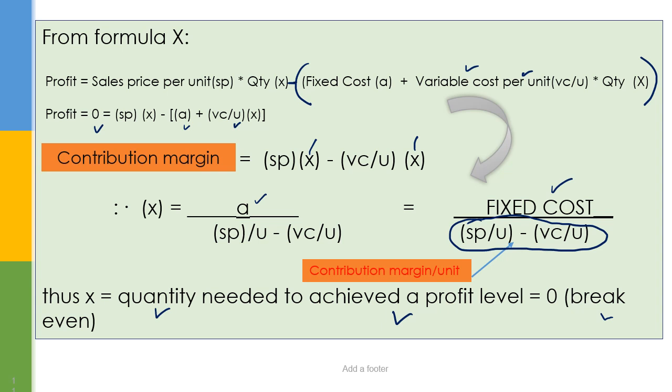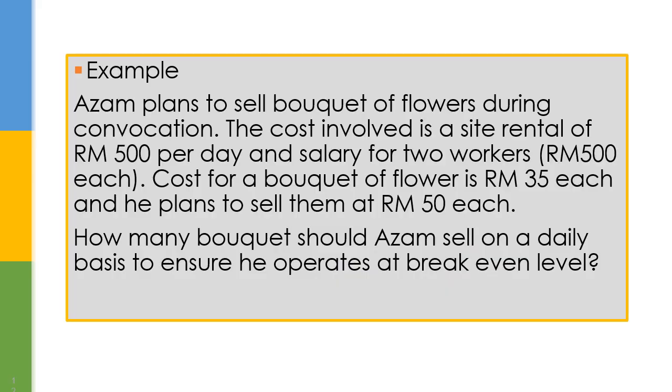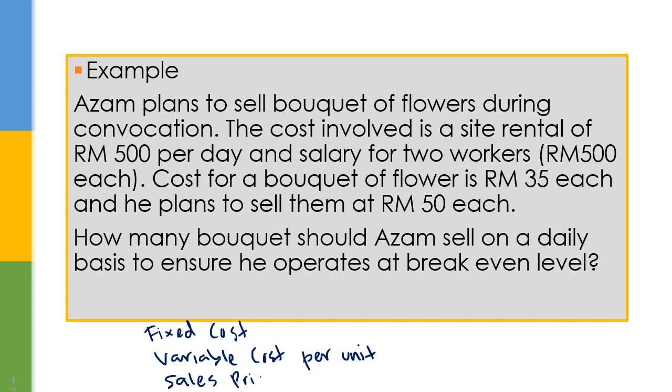Okay, let's look at the example in the next slide. When you look at the situation, you need to determine first how much is the fixed cost, and then how much is the variable cost per unit, and the sales price. These are the things that you need to determine, or the information needed in order to calculate the break-even point. Okay, next.